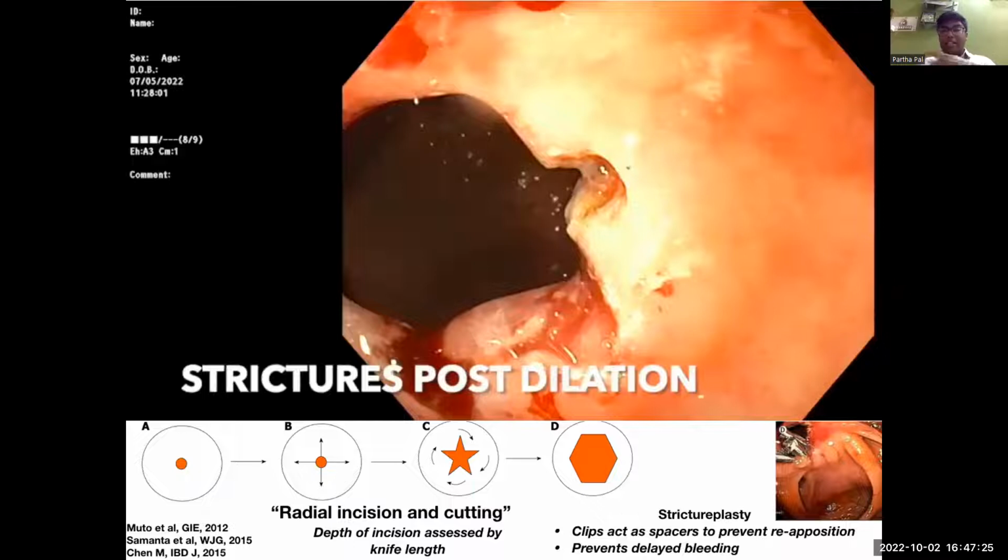We can also additionally cut out the fibrotic tissue, but we did not do it because it was the first part of the duodenum, so there was a high risk of perforation. Additionally, you can put clips in between the cut areas that can act as spacers to prevent reapposition, and also it can prevent delayed bleeding.